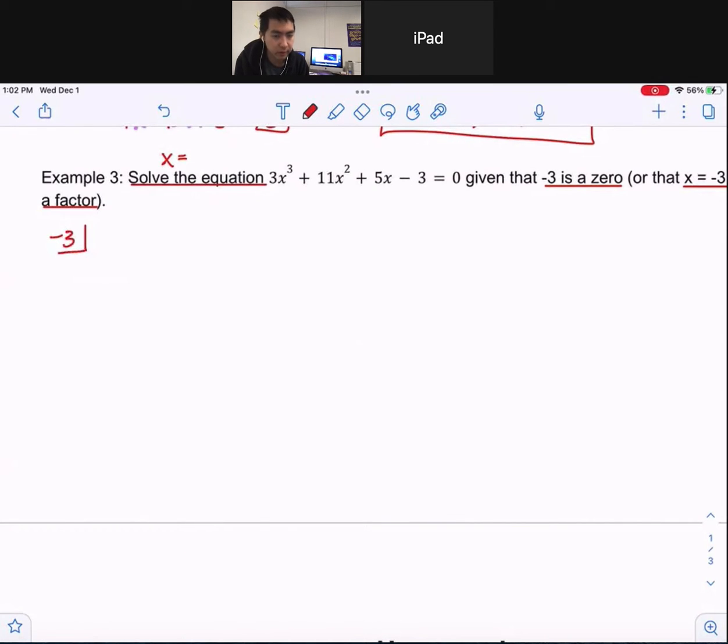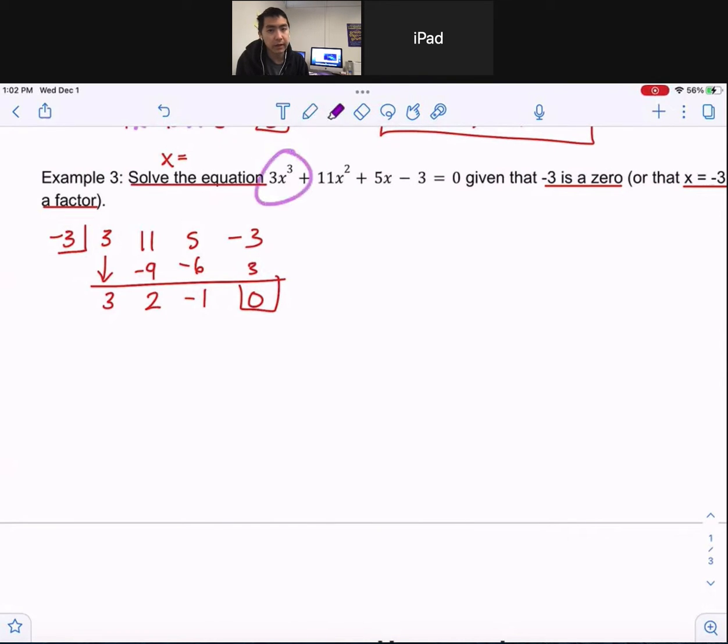Negative 3 is our 0. Coefficients 3, 11, 5, and negative 3. Drop down the 3. 3 times negative 3 is negative 9. Add, we get 2. 2 times negative 3 is negative 6. Add, we get negative 1. Negative 1 times negative 3 is 3. Add, we get 0. Now, this highest degree is 3.